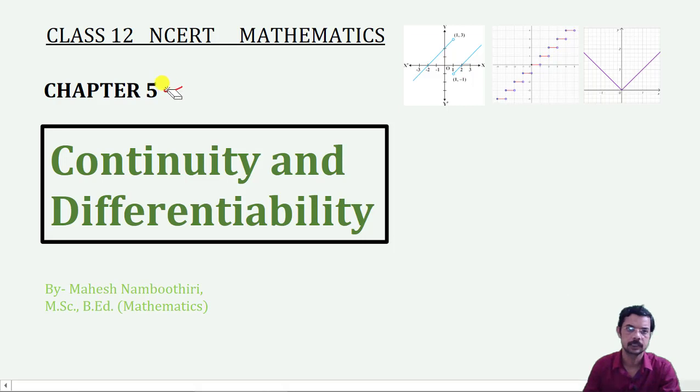Hi students, in this class we shall be taking continuity and differentiability. This is chapter 5 for class 12 NCERT mathematics. Okay, so let us begin with the topics.